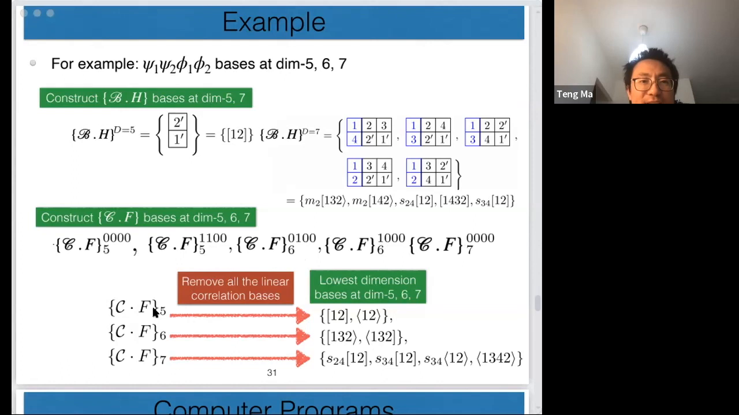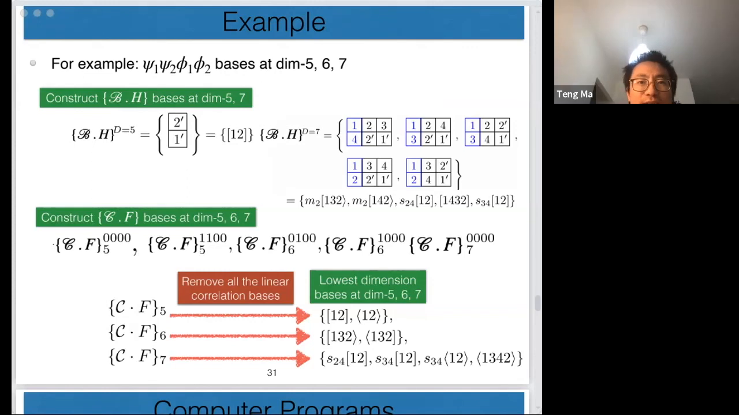Then we decompose the CF basis from dimension 5 to 7 and remove the redundant basis. Then we can get the lowest dimension basis. We find that we get the correct two dimension-five operator basis as we discussed before.